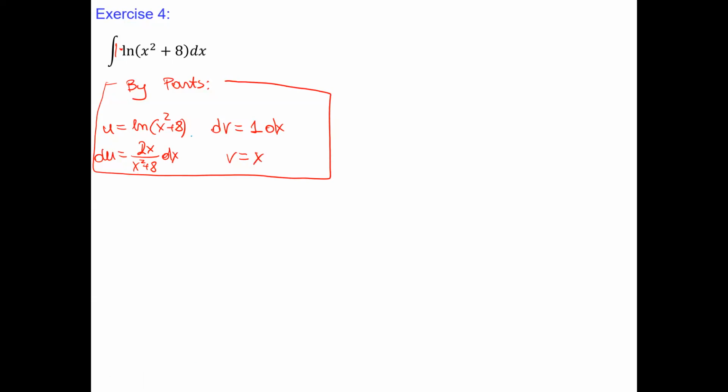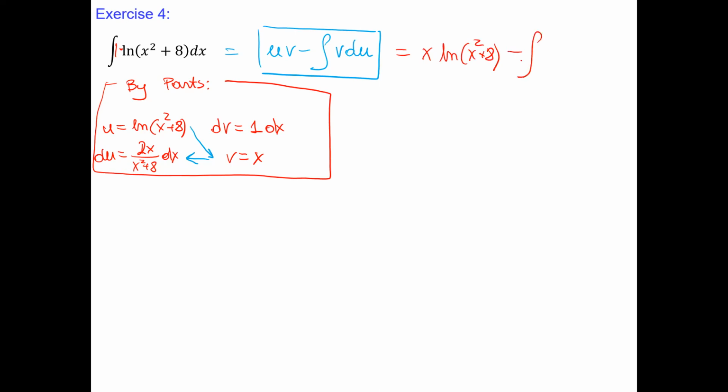Okay, the magic blue formula: uv minus integral of v du. Let's see what we get. I hope we will have an easy integral. Then uv is x natural log of x squared plus 8 minus an integral of x times 2x over x squared plus 8. It will be 2x squared over x squared plus 8. Oh, interesting. It's a rational function. Let's see what case.